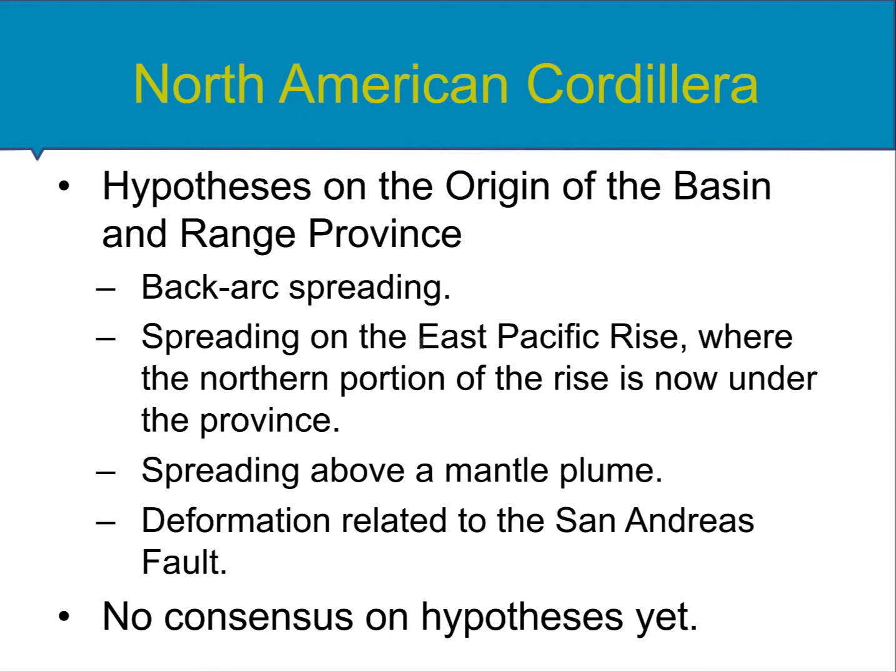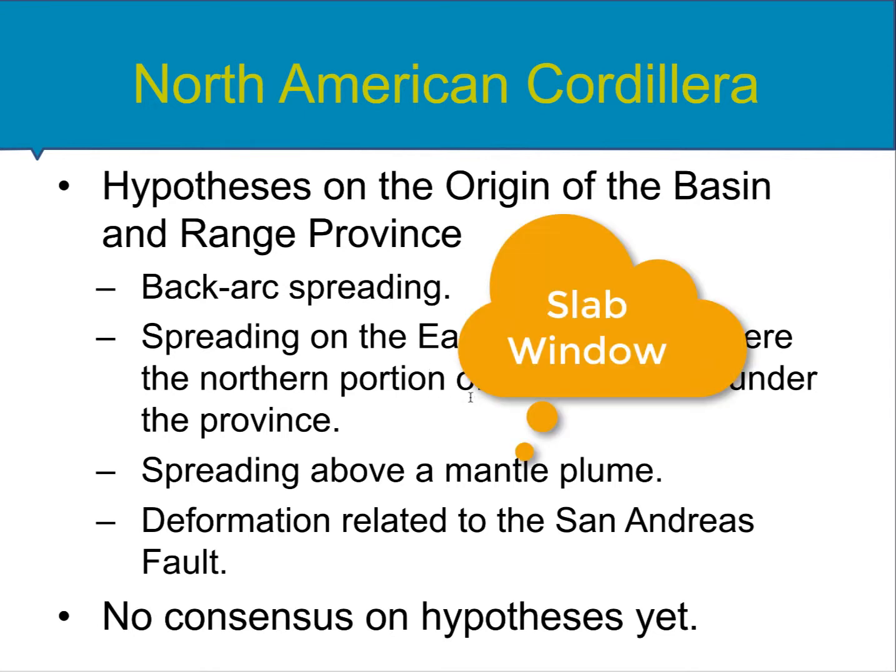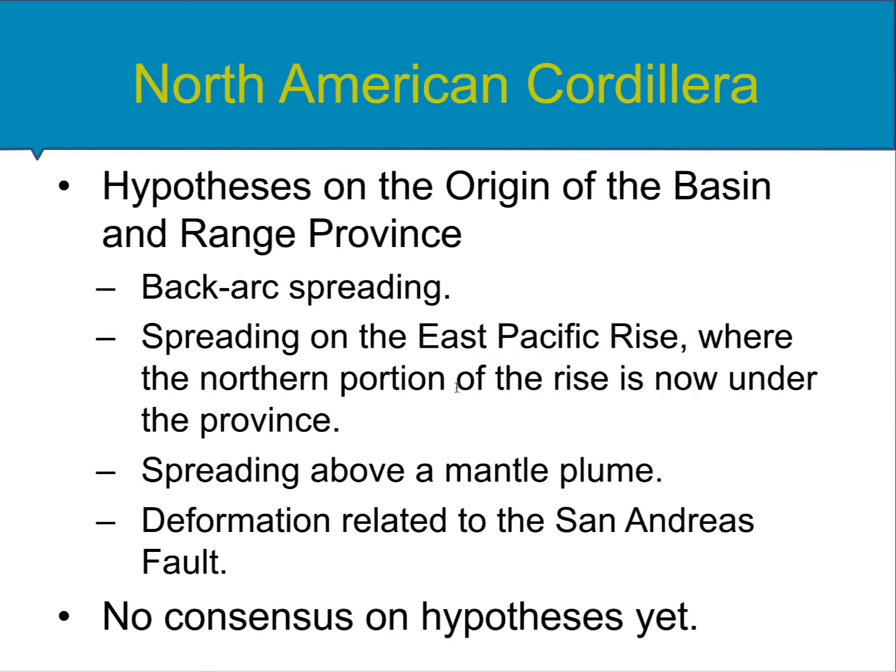And some people think that as the Farallon plate subducted, the Pacific plate wasn't being subducted. There was this sort of eddy, or they call it a slab window, a subduction zone window, where you could see magma rising under the Basin and Range, causing this extension.